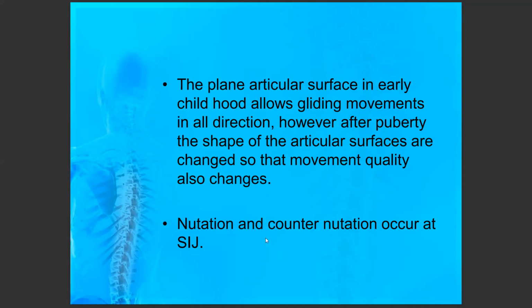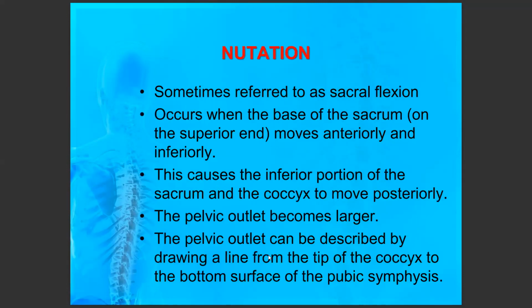Nutation and counter nutation occur at the sacroiliac joint. Now, what is nutation? Nutation is also known as sacral flexion, and this occurs when the base of the sacrum, which is on the superior end, moves anteriorly and inferiorly. This will cause the inferior portion of the sacrum and the coccyx to move posteriorly. The pelvic outlet becomes larger.